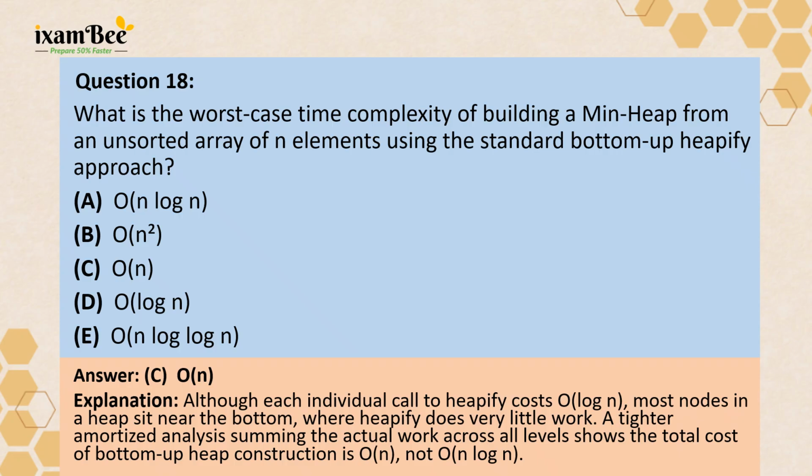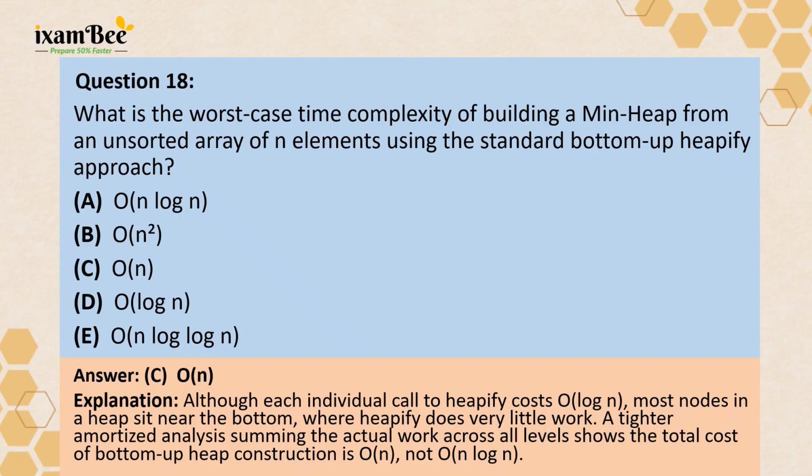Yes, each individual call to heapify does cost up to the order of log n in the worst case. But here's the key insight. Most of the nodes in a heap sit near the bottom, close to the leaves, where heapify barely has any work to do. A leaf node needs 0 swaps. Only a small handful of nodes near the root require the full big O of log n worth of work.